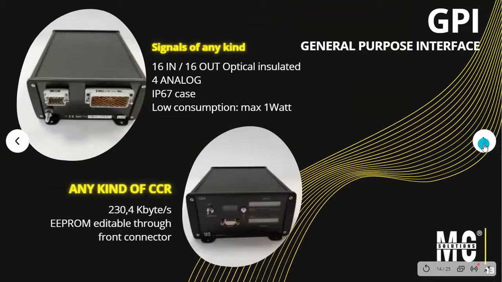Here is the last field device that we decided to present you today. Of course, we have a complete range to install the complete AGL monitoring and control system. This is the general purpose interface, our GPI. It has 16 in and 16 out optically insulated. For analog, it is IP67, and it is a low consumption device. It can be connected to any kind of CCR. The EEPROM is editable through a front connector, and it has also a high-speed communication.